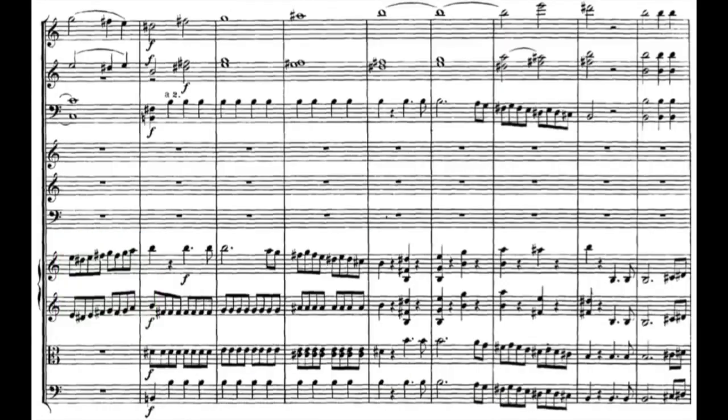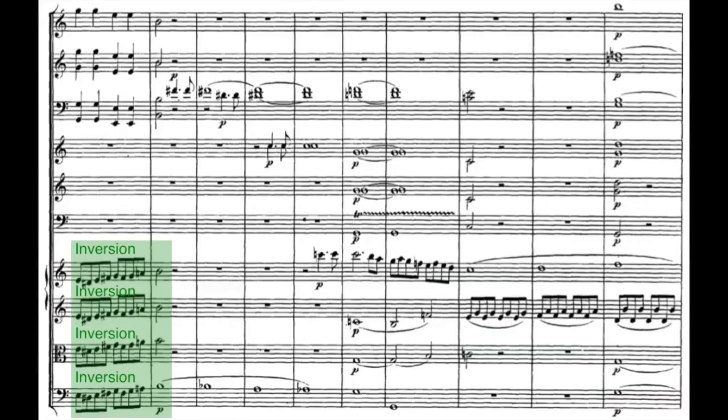The development section ends with statements of theme number 2 and its inversion, followed by a wonderfully elegant modulation back to C major, using entries of the dotted beginning of theme number 2 in the first bassoon, second bassoon, horns, and finally the entire theme in the first violin.